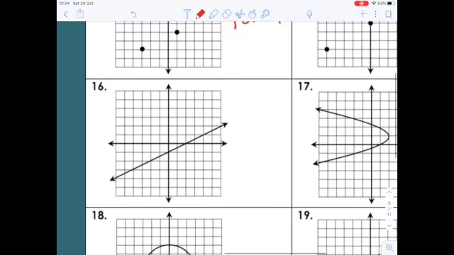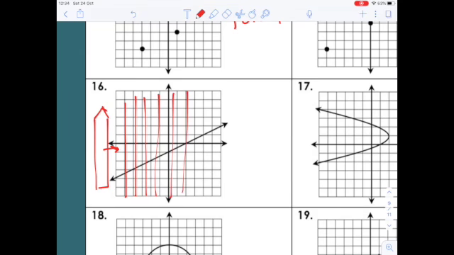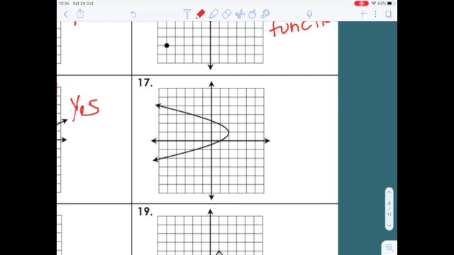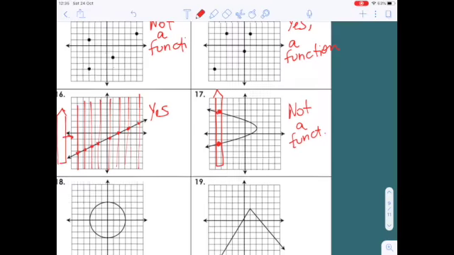All right? Number 16, if you get your pencil over here and you start scanning it, you're going to have several lines, and hopefully you can see that no matter where you scan your pencil, the pencil only touches the graph once. So this one passed the vertical line test. Yes, it is a function. Number 17, getting your pencil and moving it around, immediately you guys can see that it touches at 2 different points, right? Therefore, this is not a function. It failed the vertical line test.